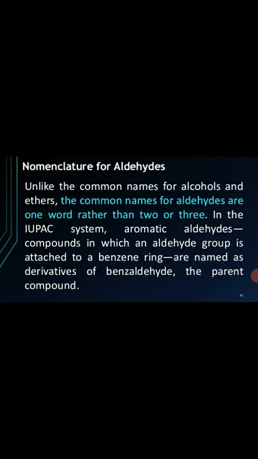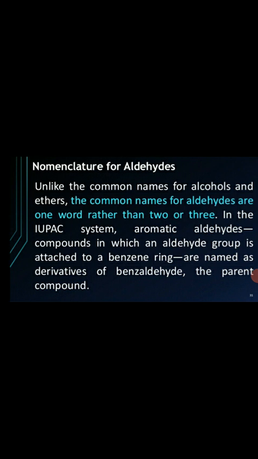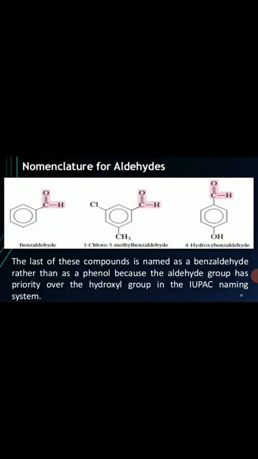Now students, in nomenclature, unlike the common names for alcohols and ethers, the common names for aldehydes are one word rather than two or three. In the IUPAC system, aromatic aldehyde compounds in which an aldehyde group is attached to a benzene ring are named as a derivative of benzaldehyde, the parent compound. Now if you see here, benzaldehyde has a benzene ring, and this has the CHO group attached to it.